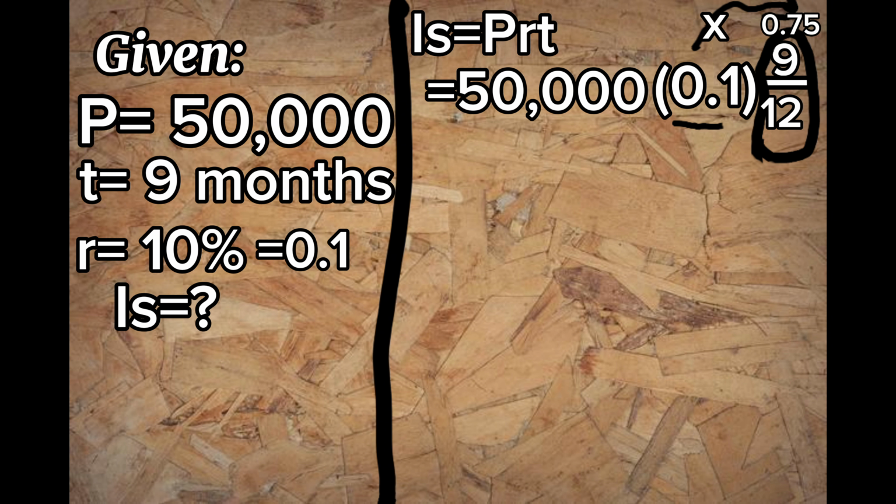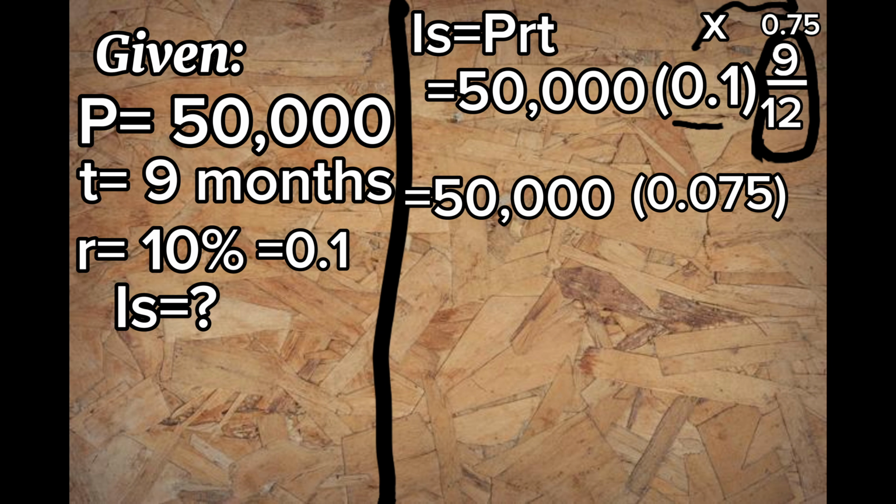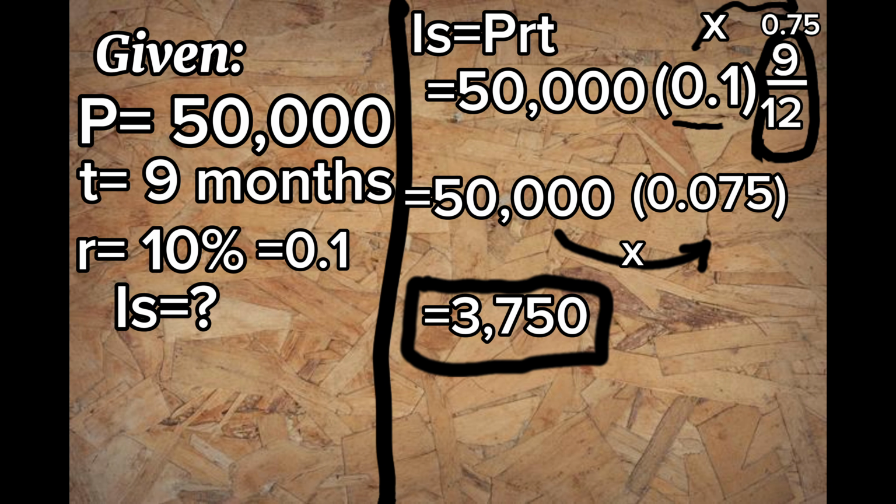0.1 times 0.75 is equals 0.075. And after that, we write it here again, our 50,000 pesos. Then after that is atuan na po na siyang i-multiply. So 50,000 times 0.075. So our final answer is equals 3,750 pesos. So that is our final answer to our example number 2.